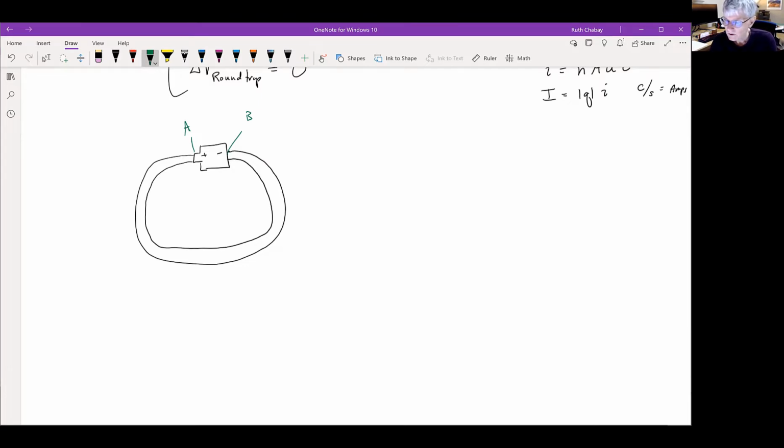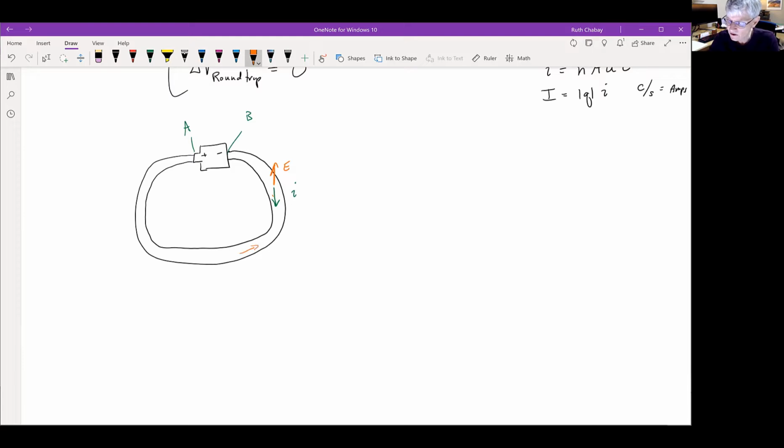Okay, so we know that if we have current flowing here, so we've got electrons flowing that way, that means that we must have an electric field driving this current pointing the other way, and that's consistent with the polarization of the battery here.